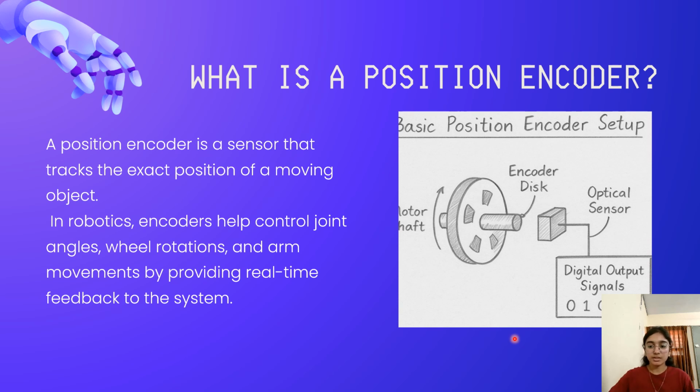As you can see in the figure, the basic position encoder setup. Here you can see the rotator, then this encoder disk, this is the optical sensor, and these are the output signals.